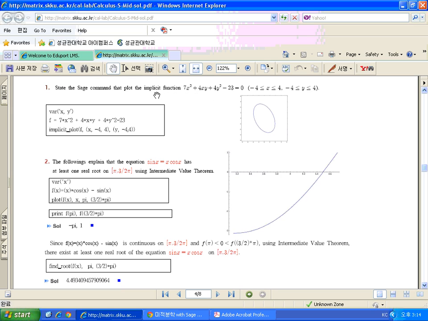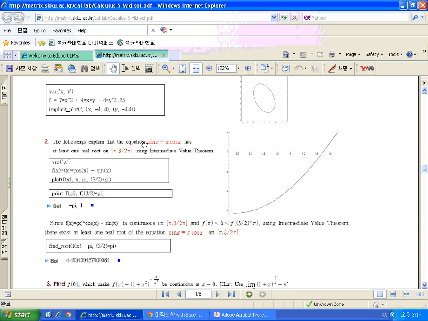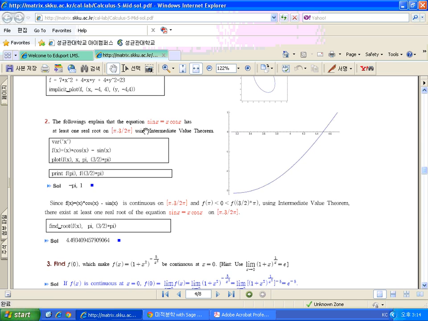This can be done by elliptic function and graphing, which I made the applet. And also, I gave the Sage command for the implicit plotting. So all you had to do is just copy those commands to write it. And following, I want you to find where these two equations meet.